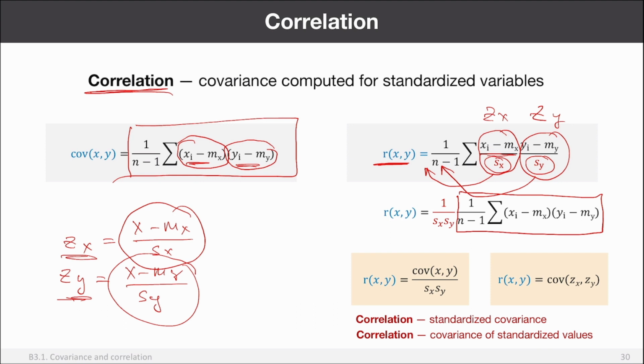Calculate covariance first and standardize it, or calculate z-scores and then compute covariance, the result will always be the same. So correlation is simply covariance computed for standardized values. You get rid of units, you get rid of the problem with scales, and that makes it a universal, versatile measure.